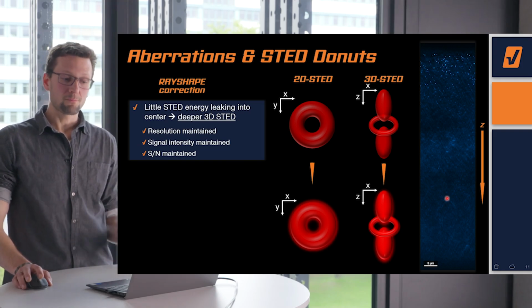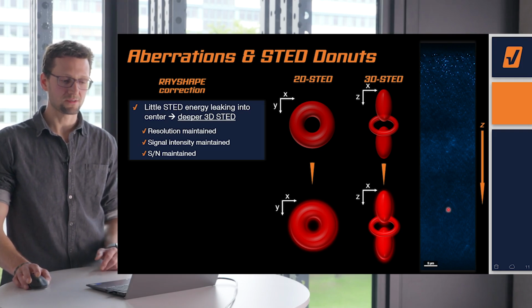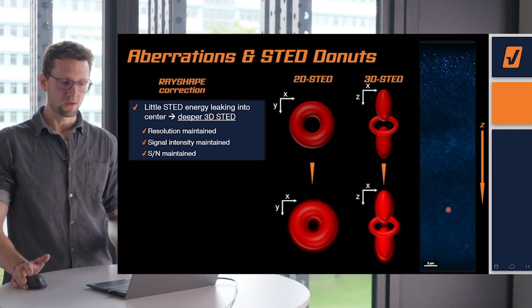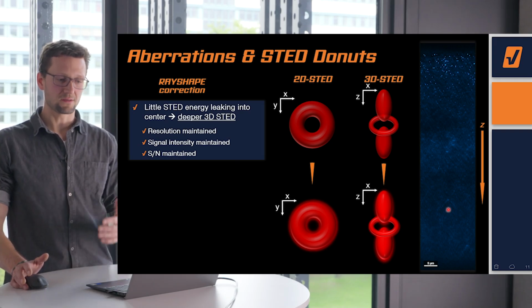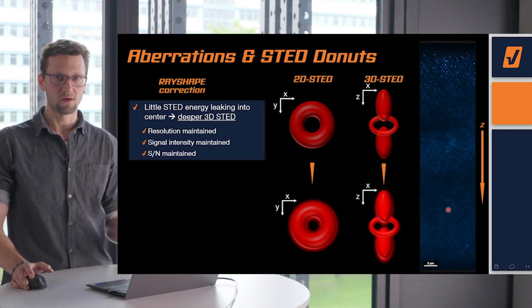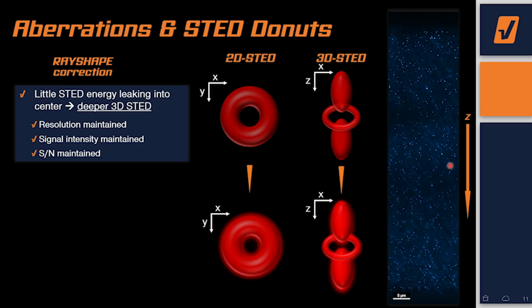However, when we apply RAYSHAPE, we can minimize the effects of the occurring aberrations in our STED donuts, and therefore we maintain the resolution and the signal intensity, and get a good signal-to-noise ratio across the whole sample depth in our whole image. Like we have in this image of the 3D beads here again, we see our nice super-resolved beads across the whole sample depth.